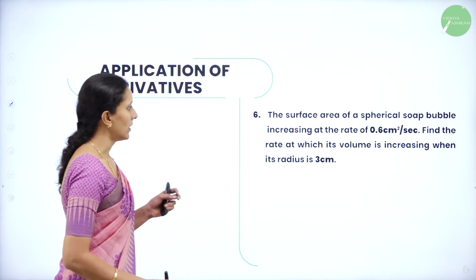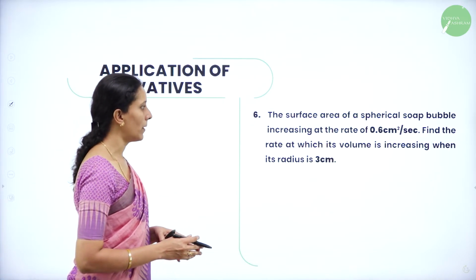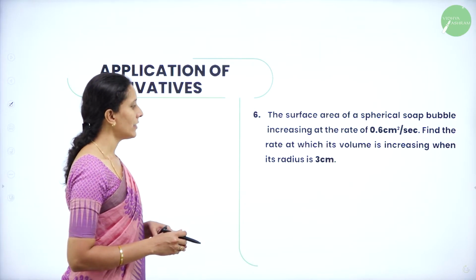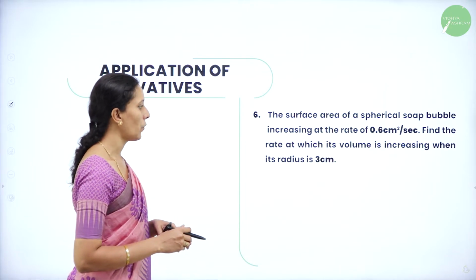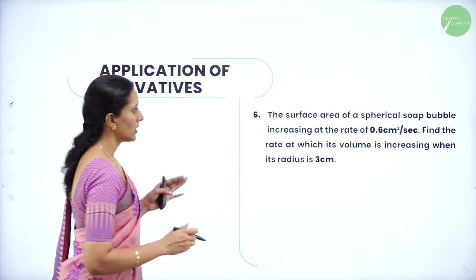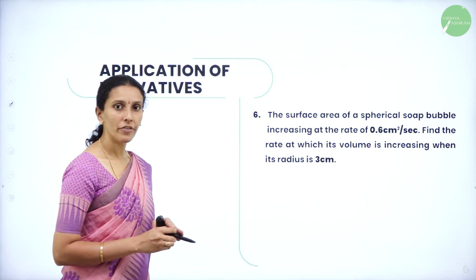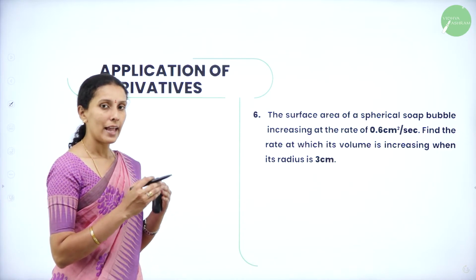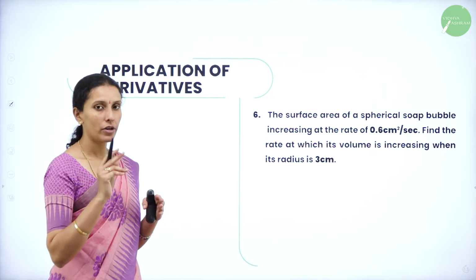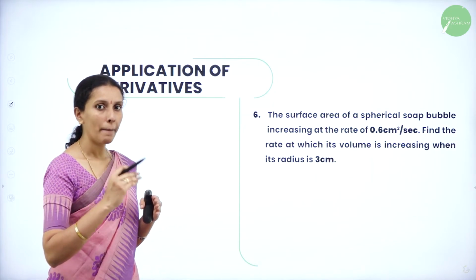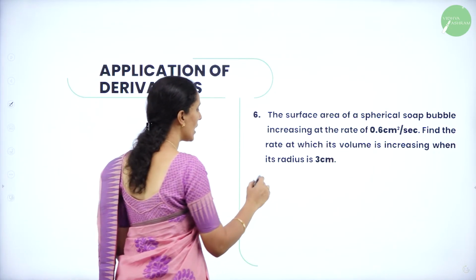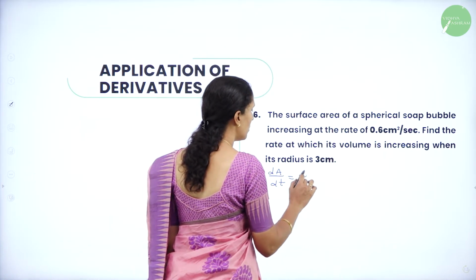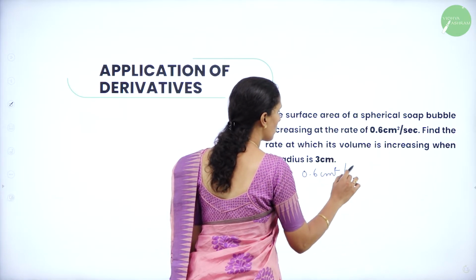Next question. The surface area of a spherical soap bubble is increasing at the rate of 0.6 centimeter square per second. Find the rate at which its volume is increasing when its radius is 3 centimeter. So they have given the change in area of a spherical soap bubble. What is the area of a sphere? It is A is equal to 4 pi r square. For a spherical shape, area is 4 pi r square. So the change in area is given. Let me write dA/dt is equal to 0.6 centimeter square per second.